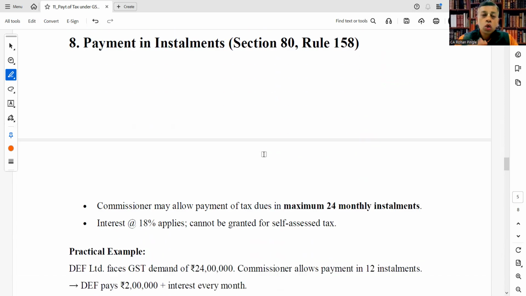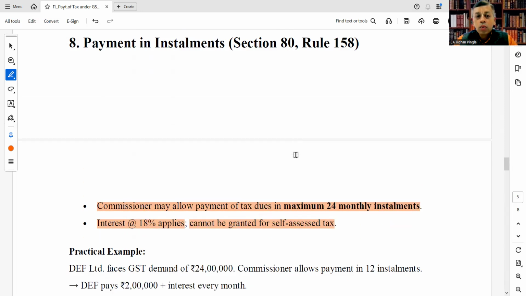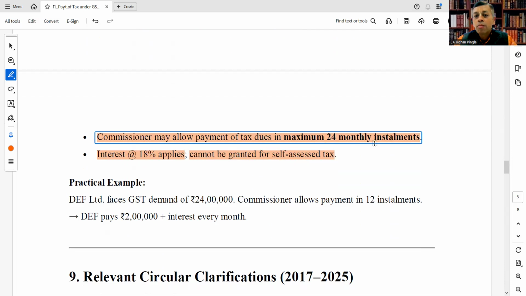Next, payment in installments, section 80, rule 158. Only the commissioner may allow payment of tax dues in a maximum of 24 monthly installments. But interest at the rate of 18% applies, and it cannot be granted for self-assessed tax. It is applicable whenever you have any issues in the assessment.